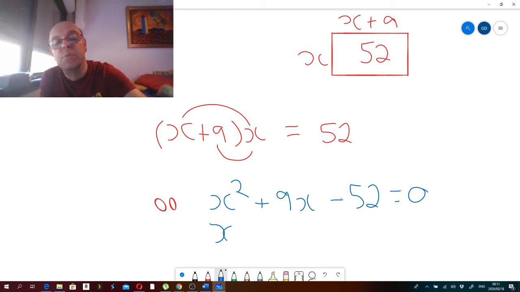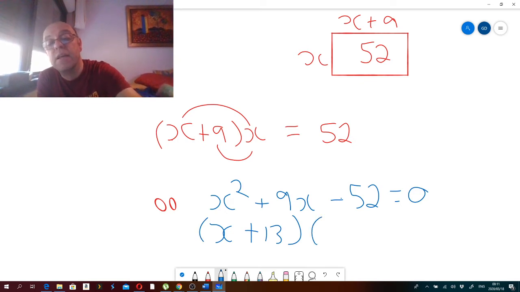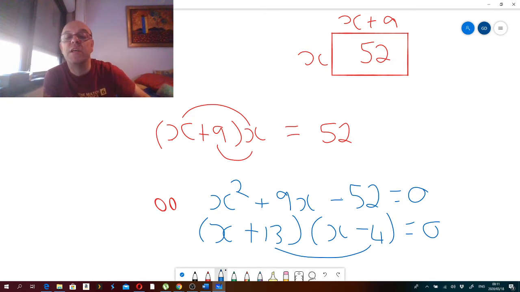So in this case, we can write x plus 13 and x minus 4. This will give us the minus 52 if we multiply the 13 by the minus 4, but it will also give us the 9x if we have the 13 times the x and the minus the 4x. Okay, and so there we've got answers then of x equals minus 13 and x is equal to 4.